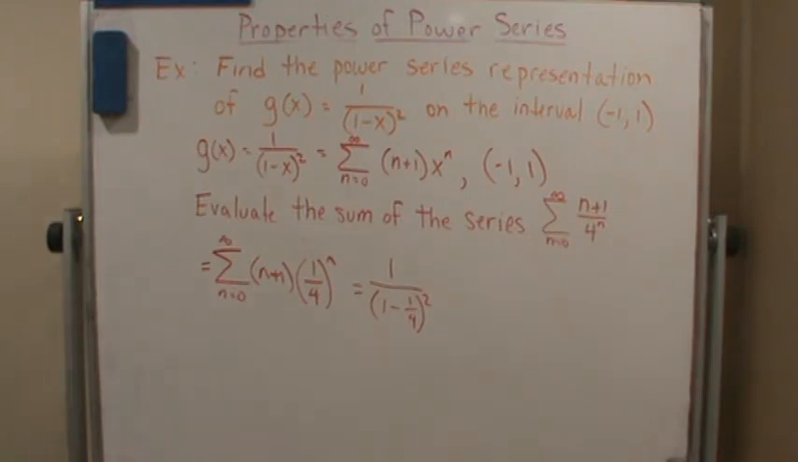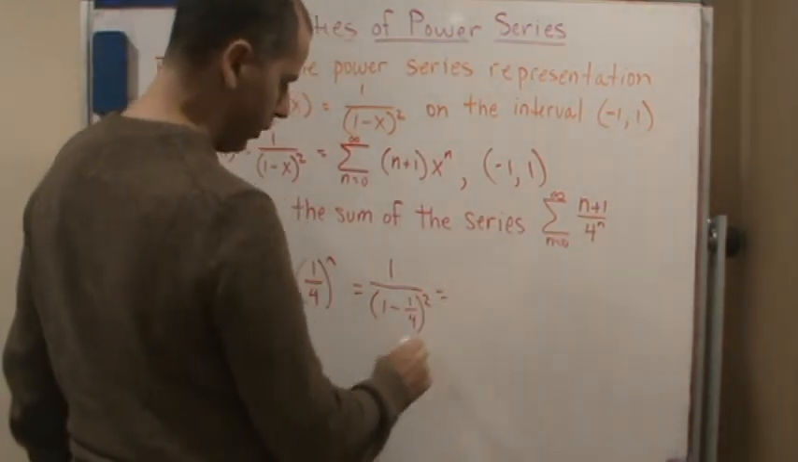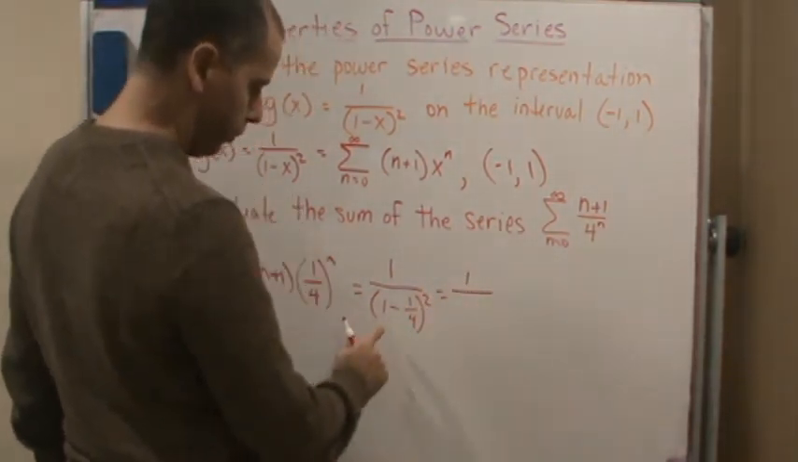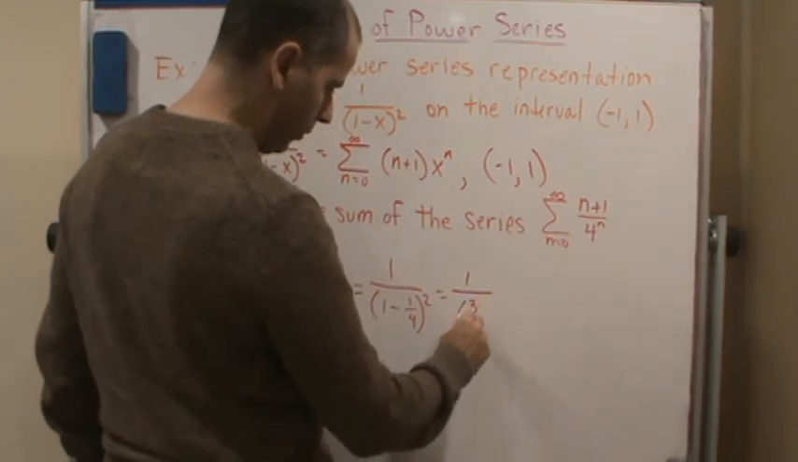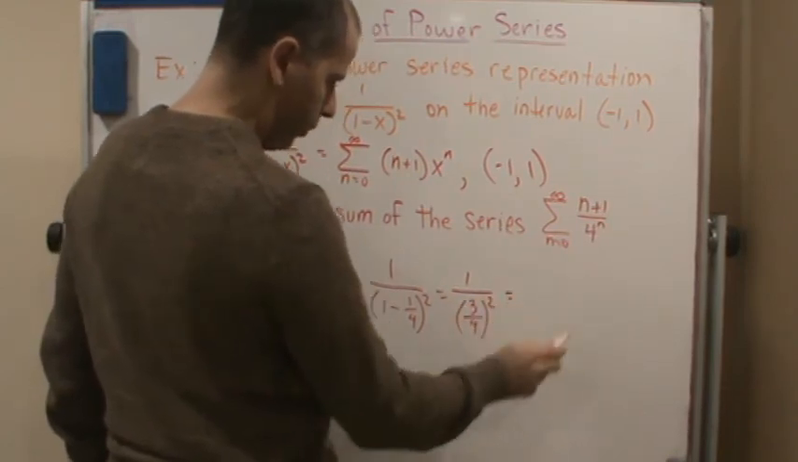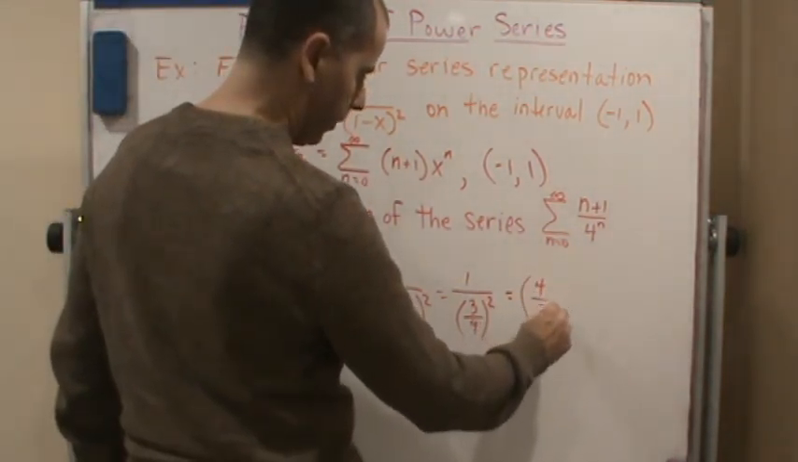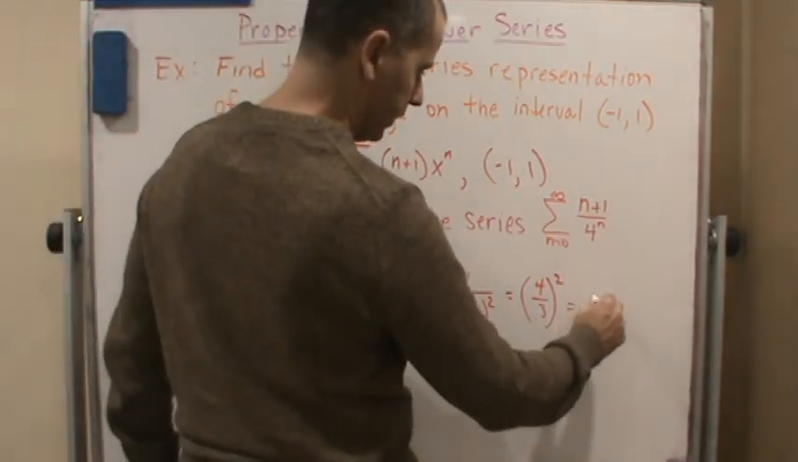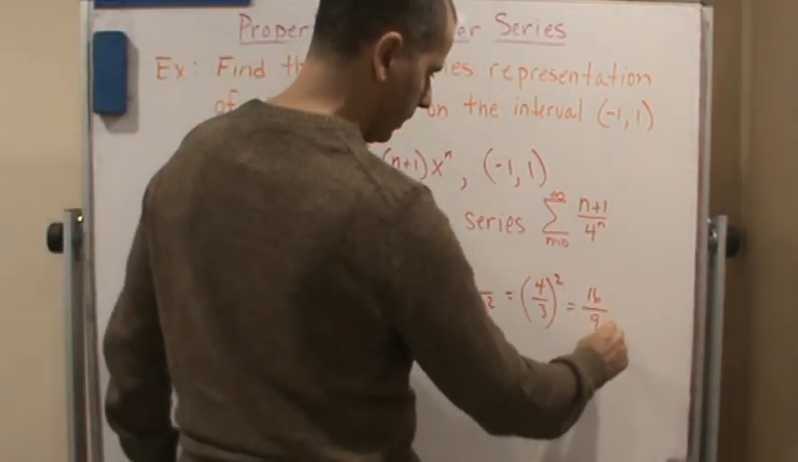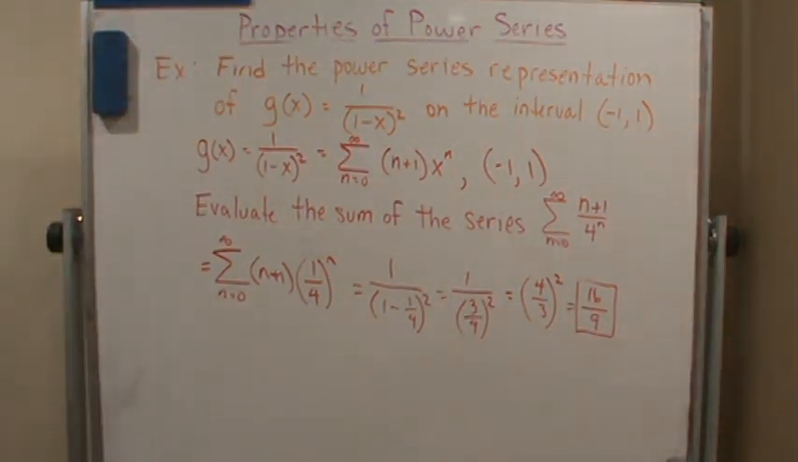And that's it, right? So now it's just basically chug away. So we know this is going to be 1 over 3/4 squared, which is going to equal what? 4/3 squared, which is equal to 16/9. And we're done. Easy peasy.